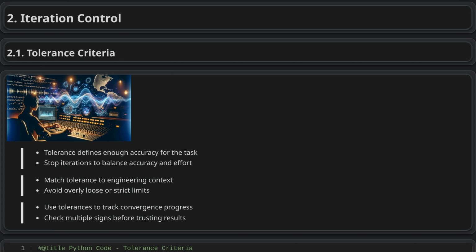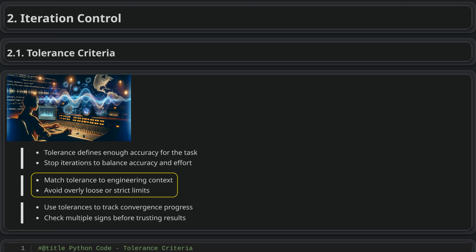Iteration control. Tolerance criteria. Tolerance criteria tell an iterative numerical method when to stop by defining how accurate the result needs to be. Since engineering problems often do not require exact answers, a method can stop once changes in the solution or estimated error are small enough for the task. This balances accuracy with computational effort and avoids unnecessary or endless calculation.